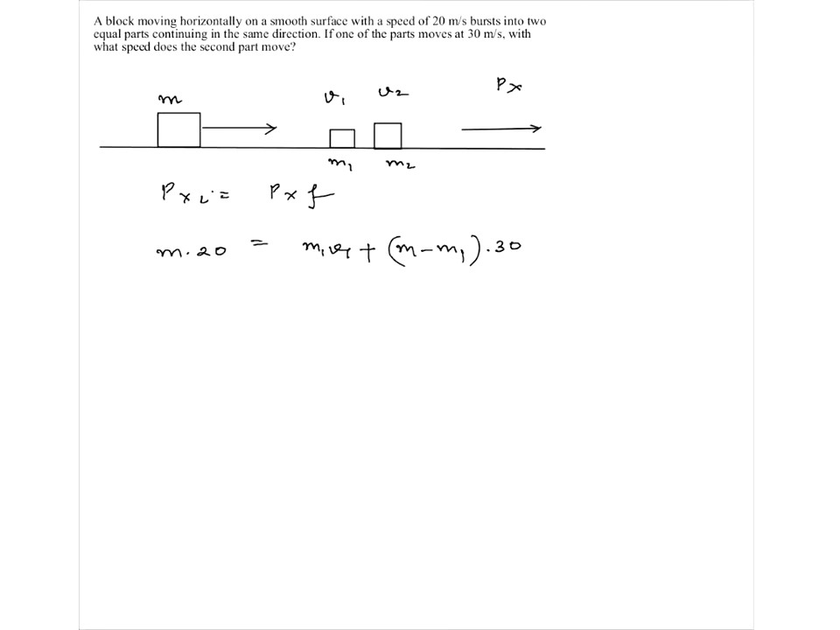But M1 is equal to M2. Can you solve for V1? 10 meters per second. Any questions? Let me know.